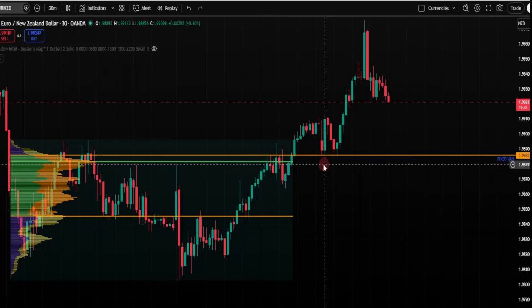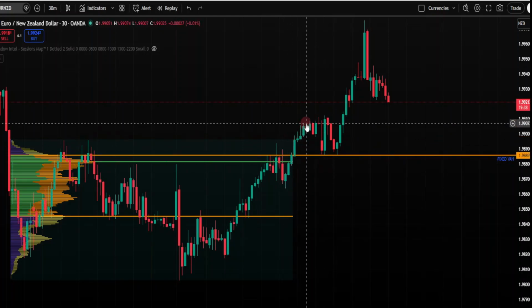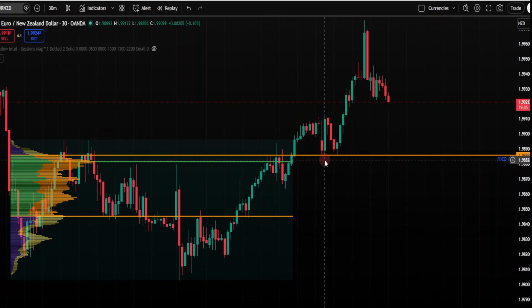This is a 30-minute Euro New Zealand dollar chart. Price breaks above the range, comes back to the fixed value area high. Buyers defend it once, then they defend it again. The question was never where would price go. The question was who was defending the level. And once you start asking that question, the market starts revealing things most traders never notice. So if you want to understand what might happen in the future, you need to understand what happened in the past.